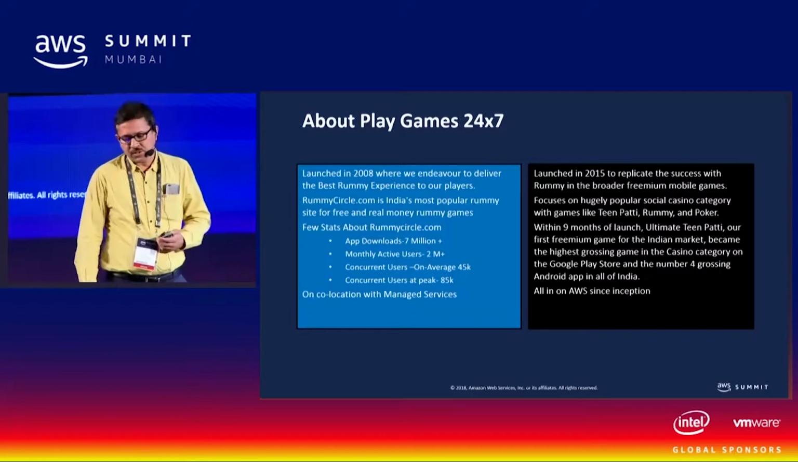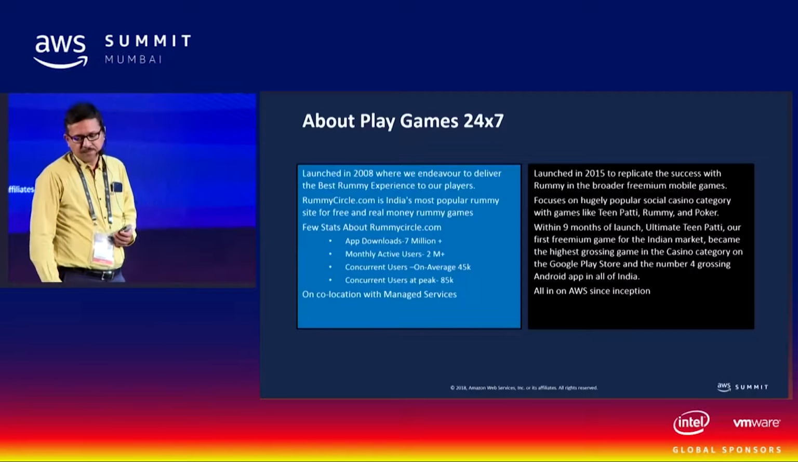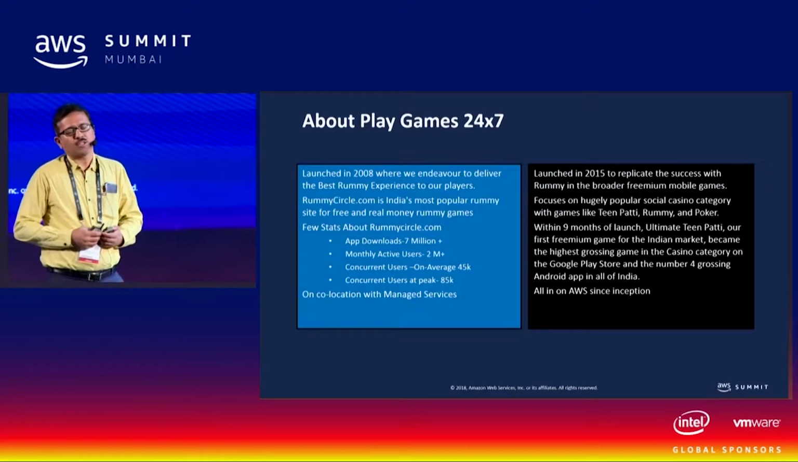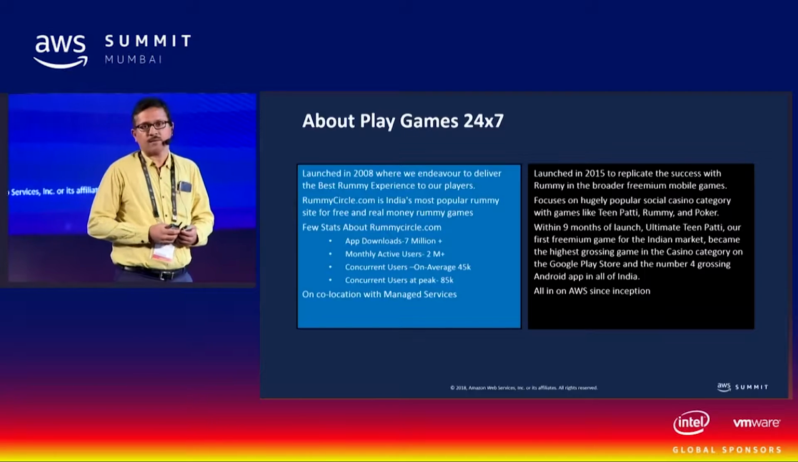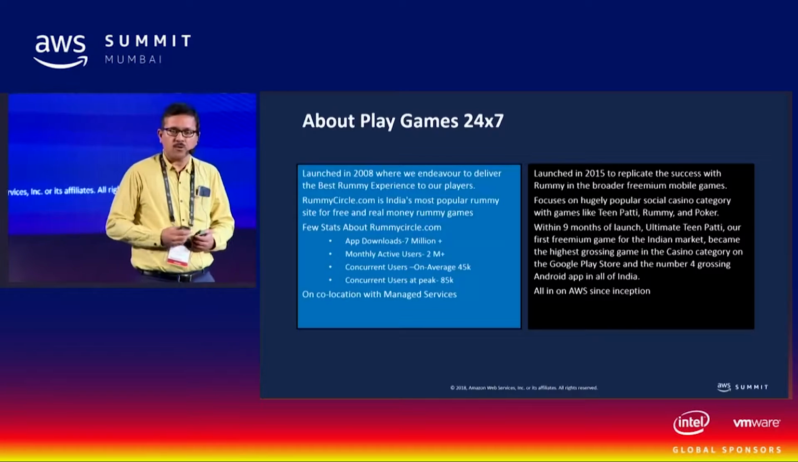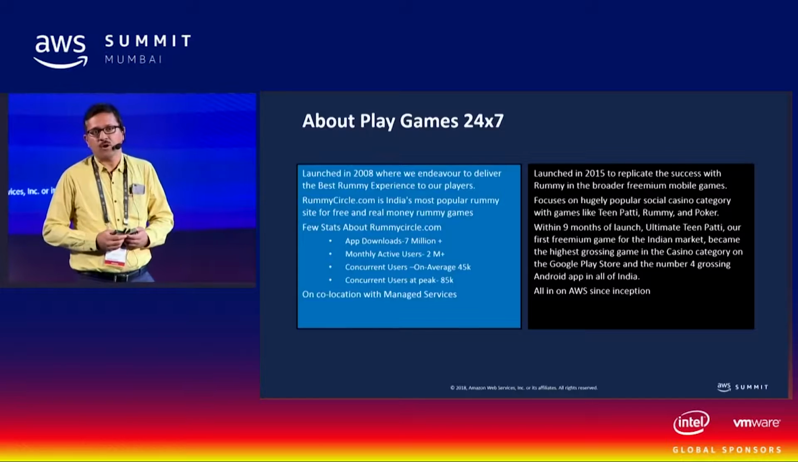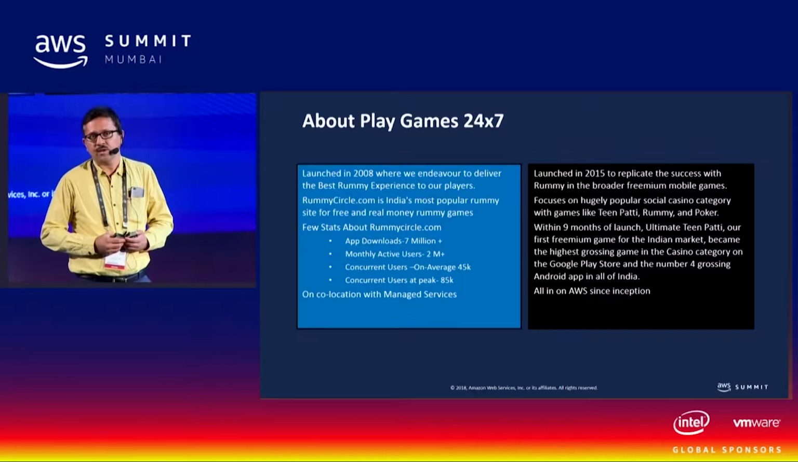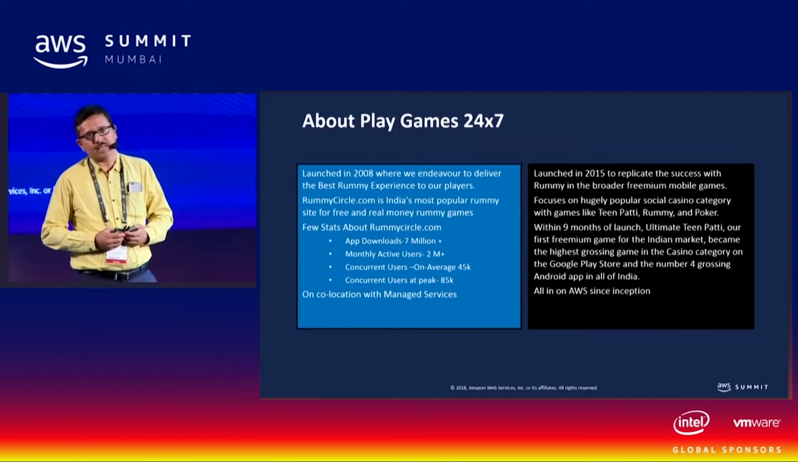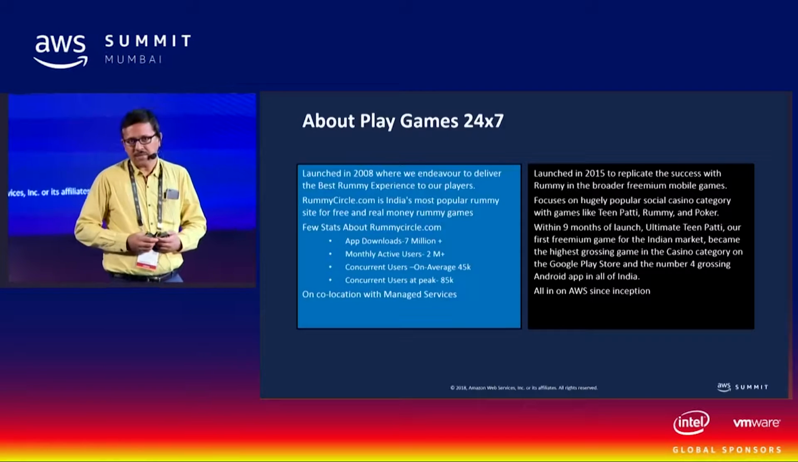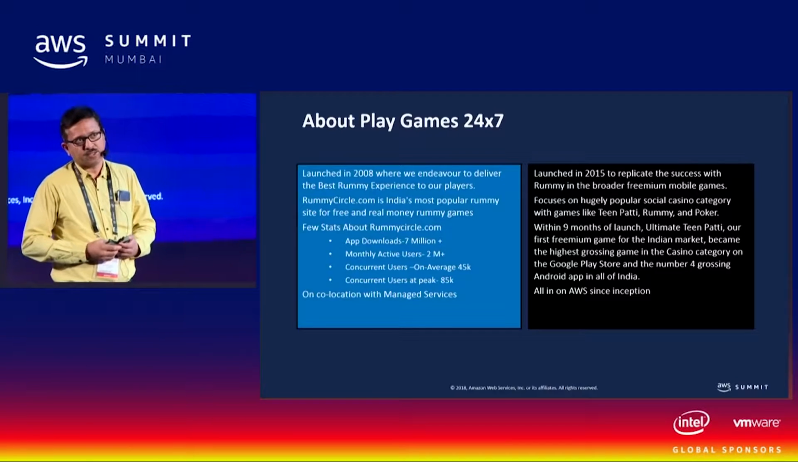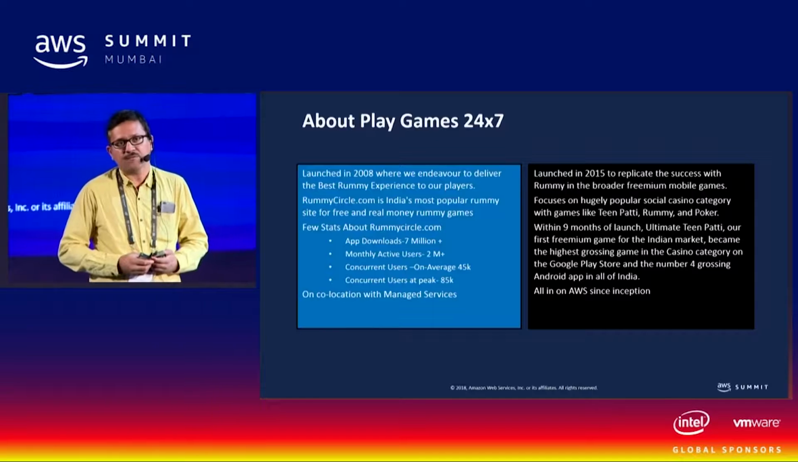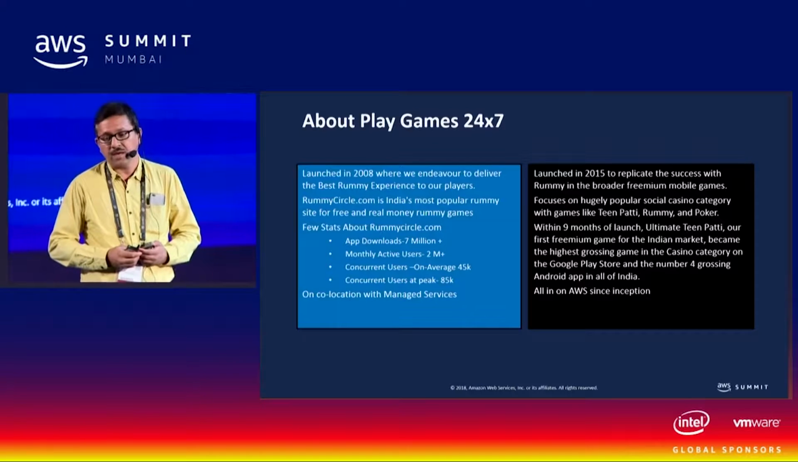Play Games is a company that was launched in 2008, primarily around Rummy. Rummy has been a real money game in India, where the High Court or the Supreme Court has actually allowed you to bet money on Rummy. In 2008, the company introduced an online version of the game that you could play over the desktop. Over a period of time, it has evolved to mobile, and currently it's the market-leading platform for real money Rummy gaming in India.